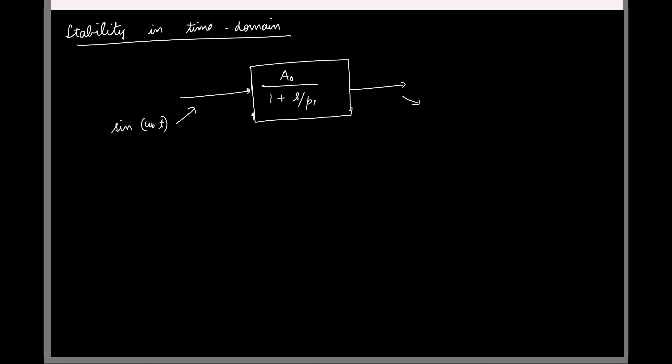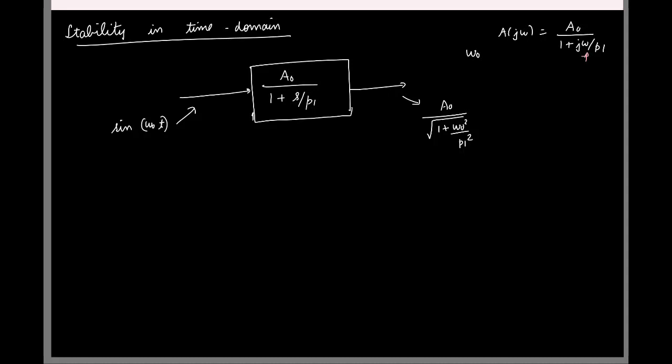If I give a sinusoid at a frequency omega naught, what will be the magnitude response? A naught by? Is that okay? Right, we have A of j omega to be A naught by 1 plus j omega by P1. So this basically says what the response is to a complex exponential at omega naught. So for a sinusoid, you just put it in and take the magnitude.